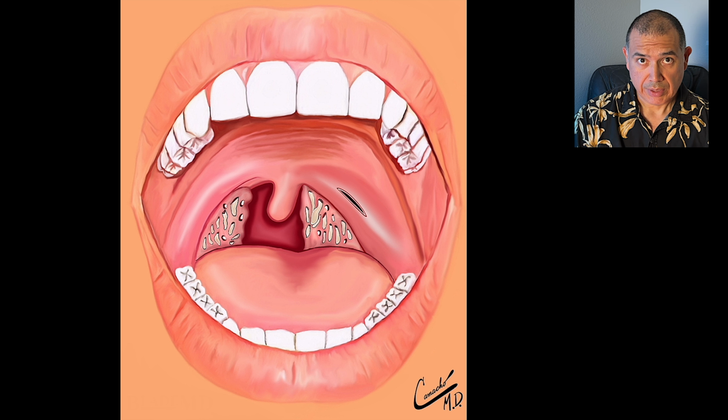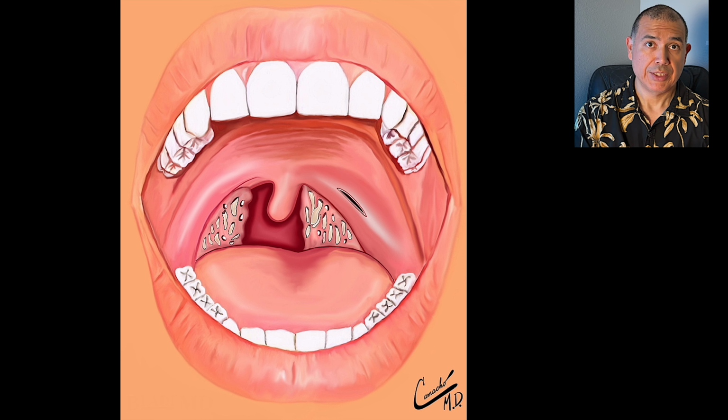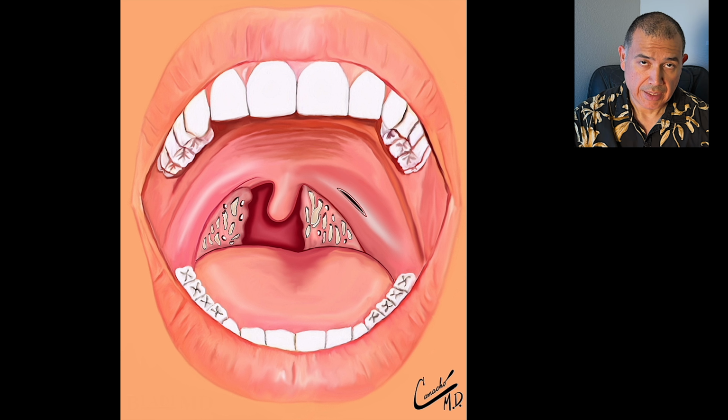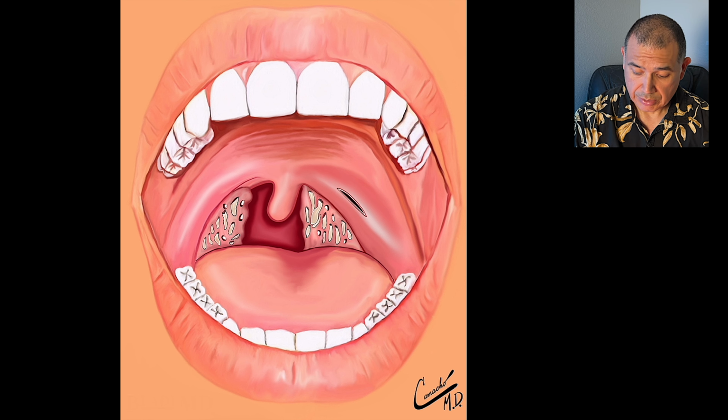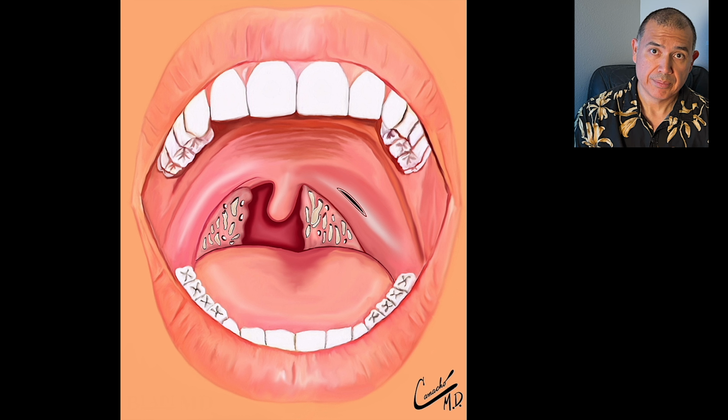If you or someone you know has a peritonsillar abscess, you need to make sure you see a healthcare professional. Do not try any of these procedures at home. It's very dangerous to do so. And if you have any questions, please talk to your healthcare provider and they can answer them for you.